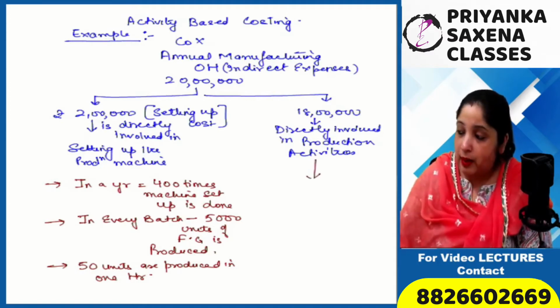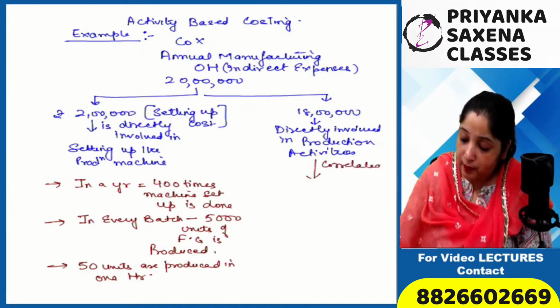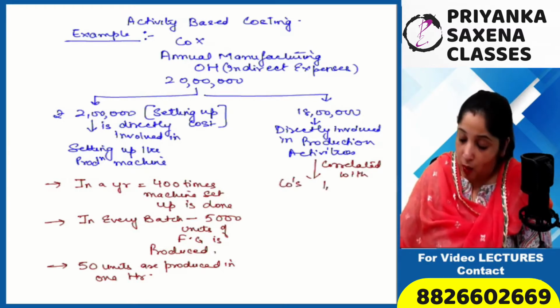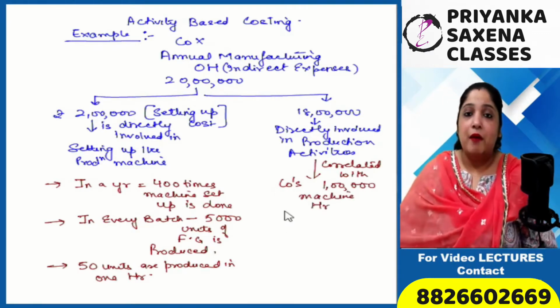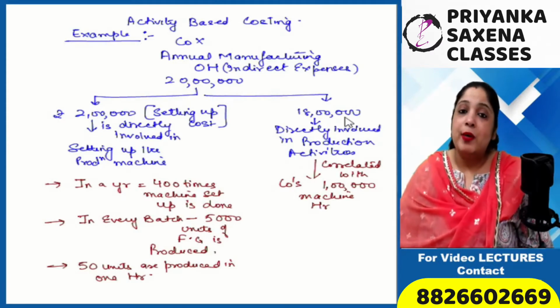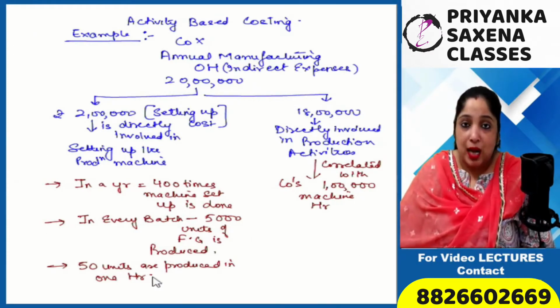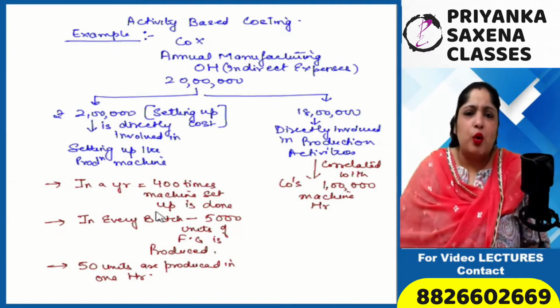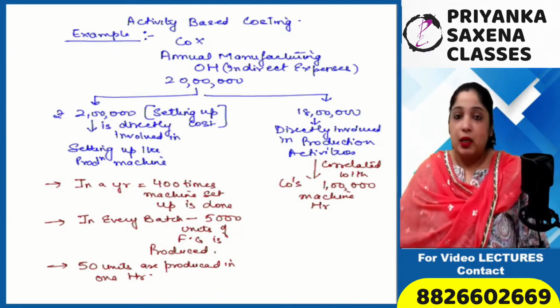So if I want, I can write here that it is correlated with company's 1 lakh machine hours. Basically, when this expense was done, 1 lakh machine hours were run. While running 1 lakh machine hours, 18 lakh rupees expense was done. Okay. So now how this whole cost will be charged, that we have to understand. Basically, I just want to know how much is spent in producing 1 unit. That is it. So there are two methods of charging.